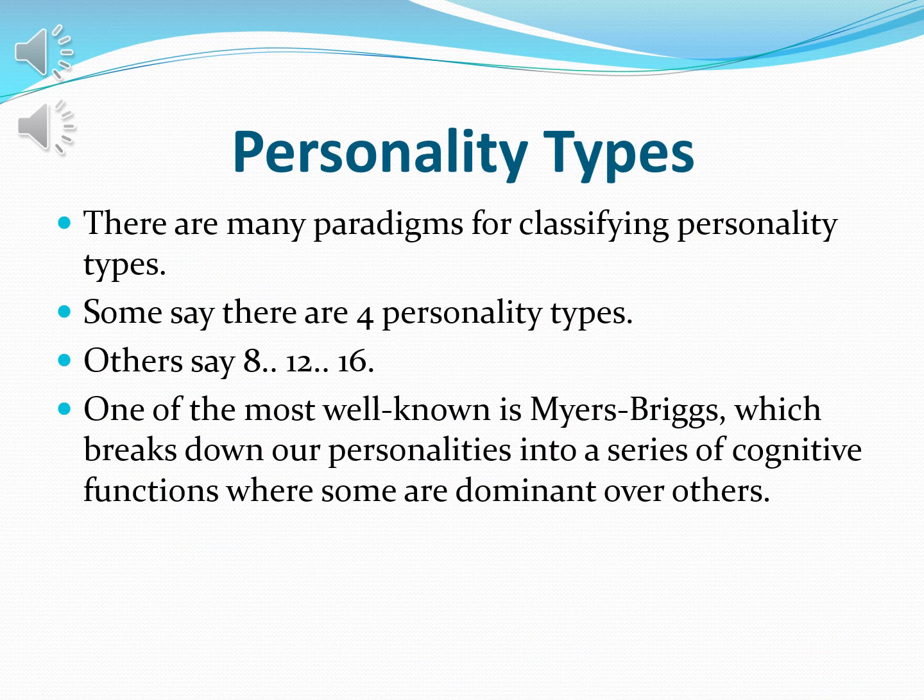There are many paradigms for classifying personality types. Some say there are four personality types, others say it could be 8, 12, or 16. But one of the most well known is the Myers-Briggs, which breaks down our personality into a series of cognitive functions where some are dominant over others. So they have developed the different types of personalities.